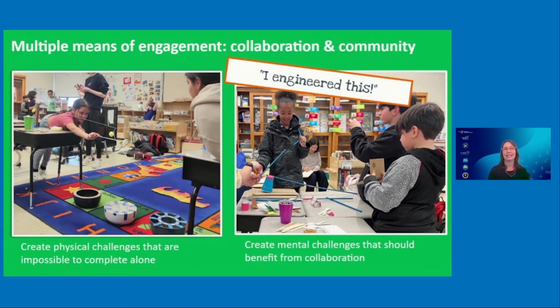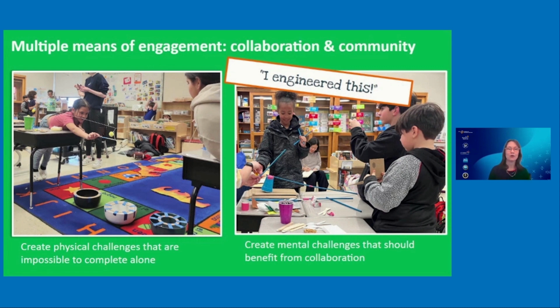Another way we tried to get at multiple means of engagement was that collaboration and community piece. During those first couple weeks when my students were getting to know their partner learners, they noticed that teamworking skills was definitely an area for improvement for their partner learners. So they had a big goal to create challenges that would require students to work in teams. They did this in multiple ways. One way was to create physical challenges that would be impossible to do on their own.